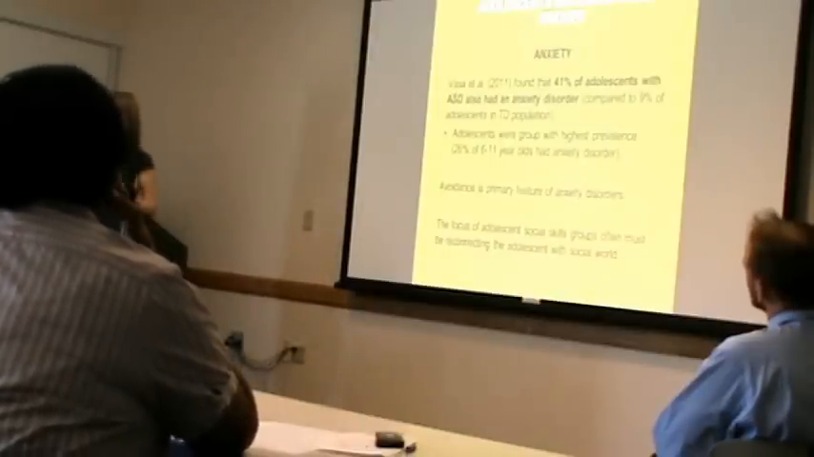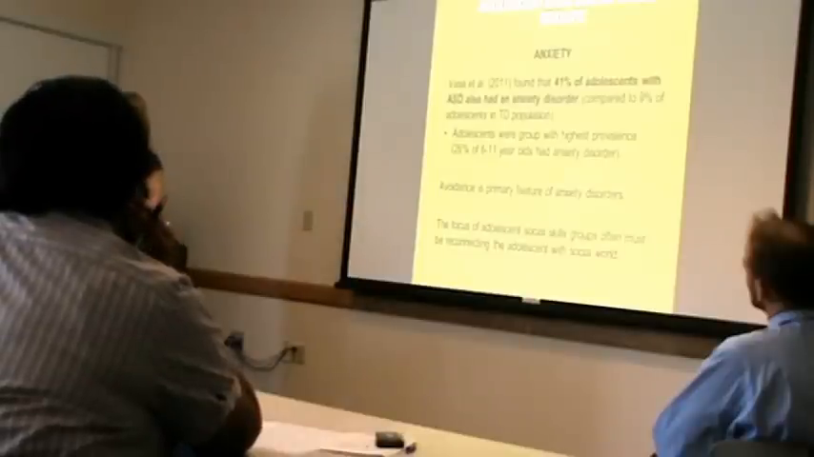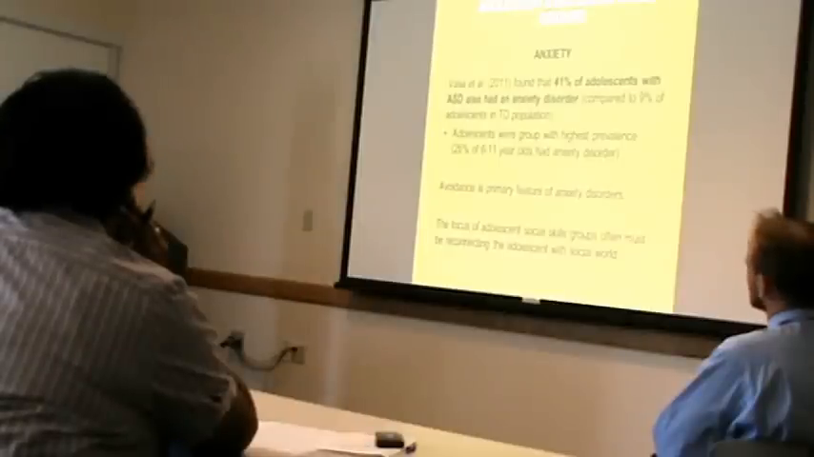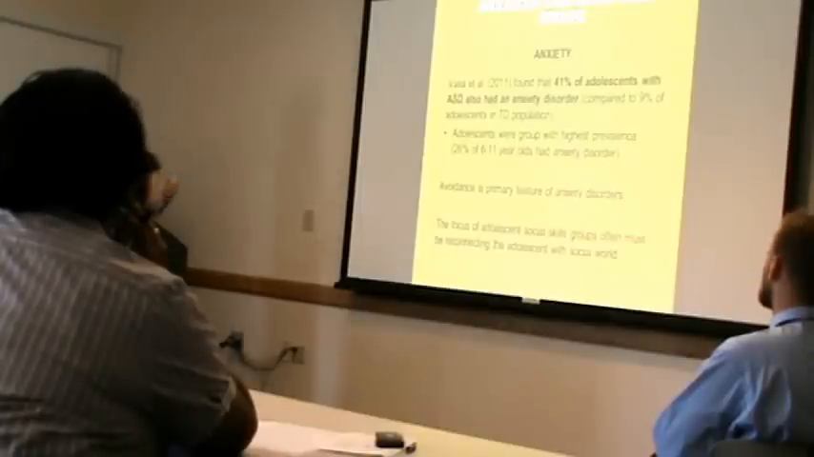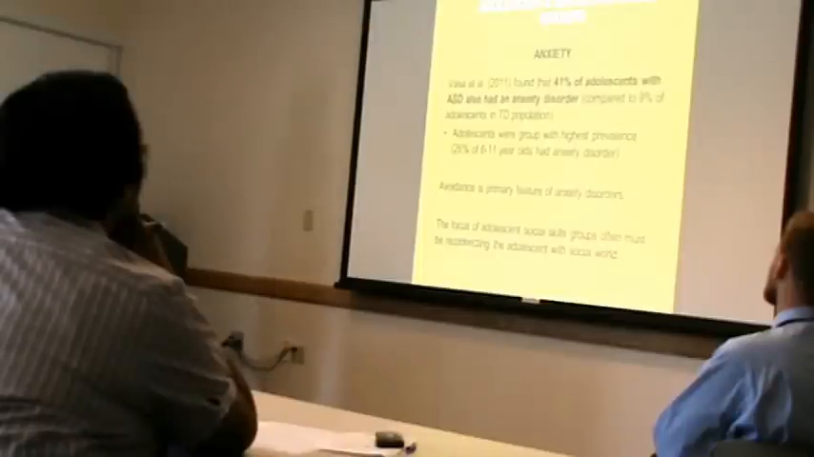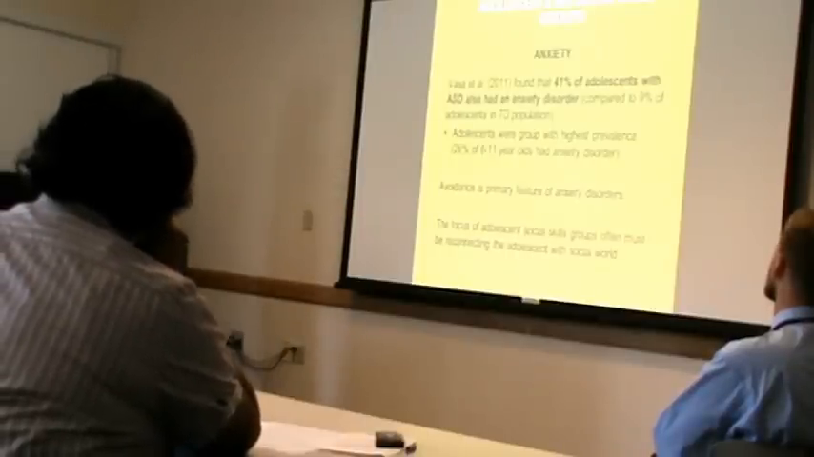And not only did we find that kids overall on the autism spectrum have a much higher rate of anxiety disorders, but that teens in particular had a much higher rate. In fact, 41% of the adolescents in the sample were found to have a clinically significant anxiety disorder. And just to give you a point of reference, in the general population, we usually see about 9% of teens have an anxiety disorder. So this is a really, really big problem for our adolescents.